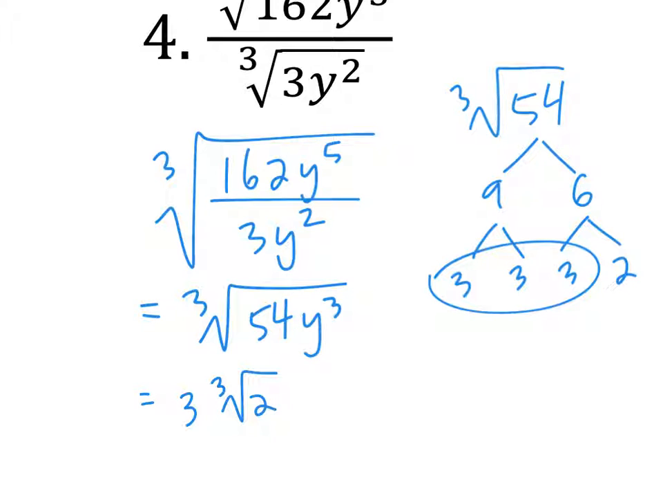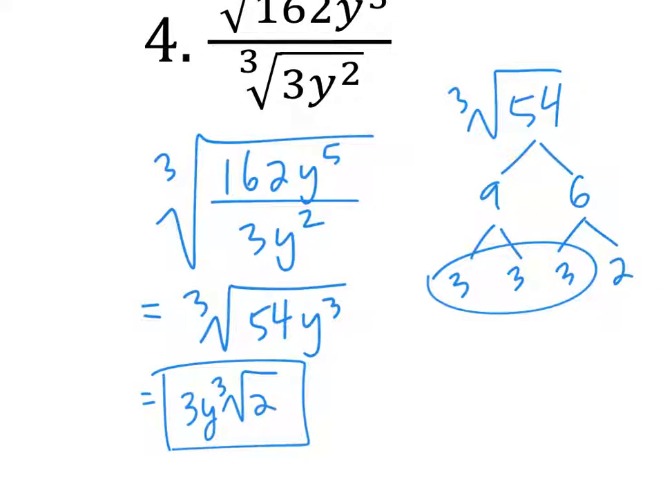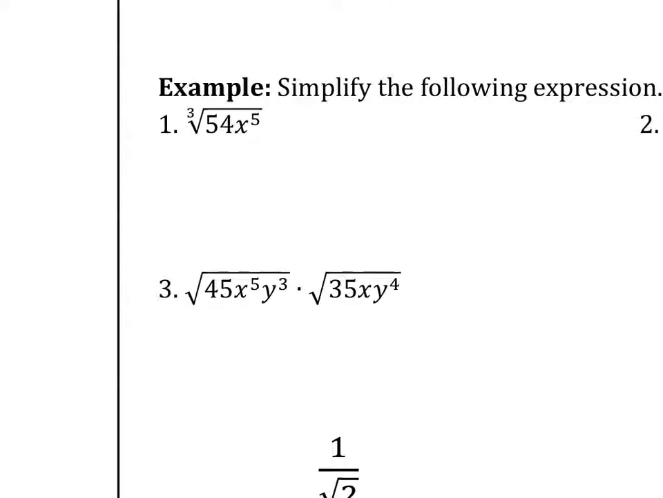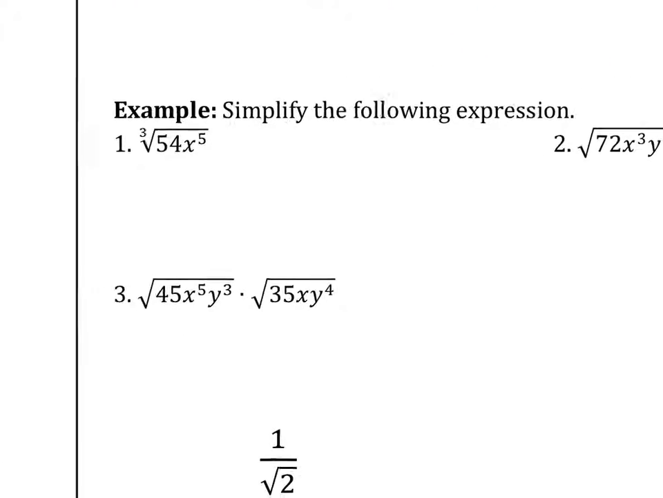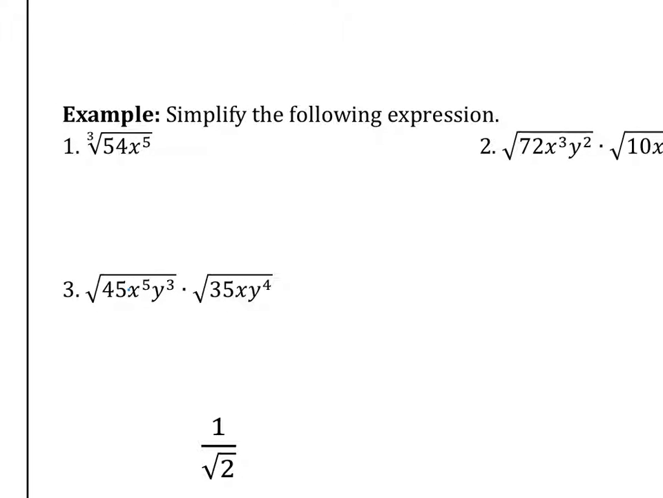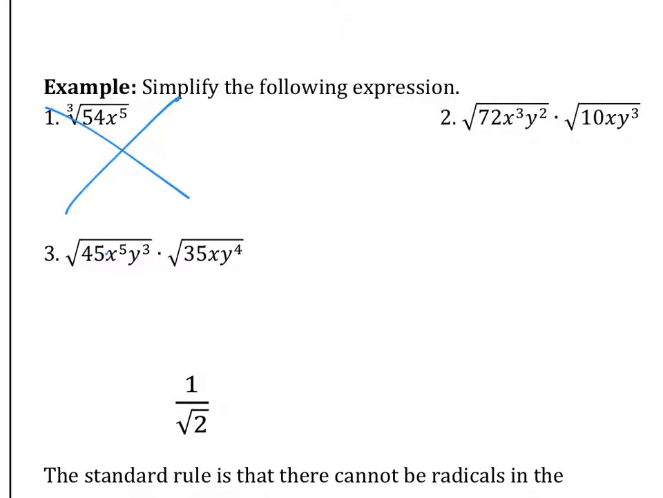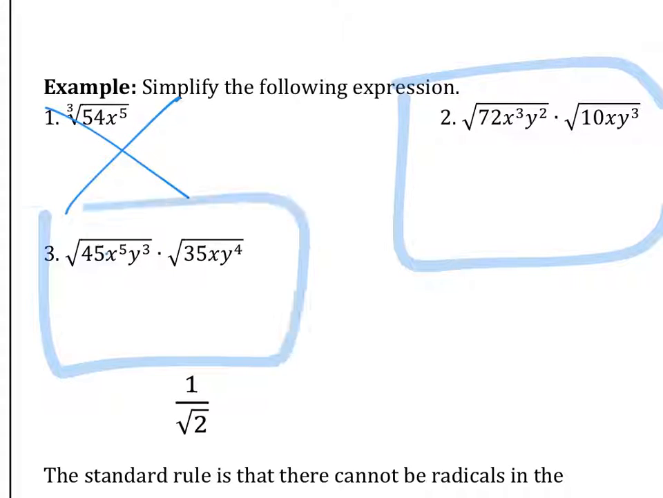What about the y? Y cubed comes out as y. Does it need absolute value? No, because it's an odd index. All right, let's try it. Number 1 is kind of easy, so let's try 2 and 3. Okay, let me know when you're done with 2 and 3.